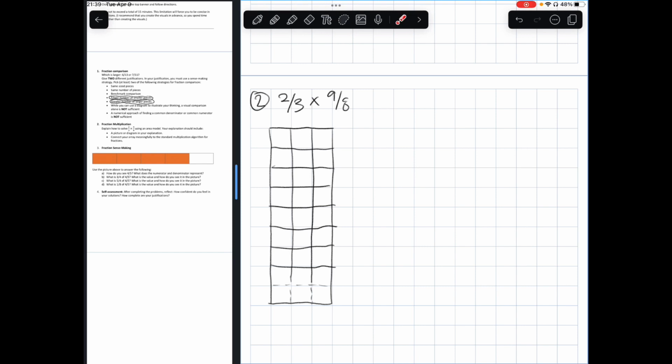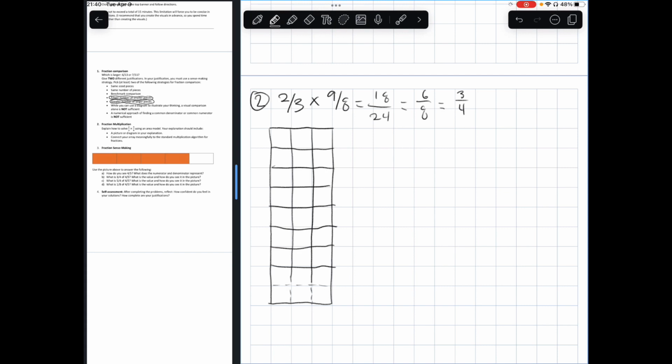And as we know, a simple way to solve this would be just to multiply the numerators and multiply the denominators. So it would end up being 18/24, which then we could reduce because both of those are divisible by 3. So that's 6 and that's 8. Then divide by 2 to get 3/4. This is what we're aiming to get by using this array or this area model.